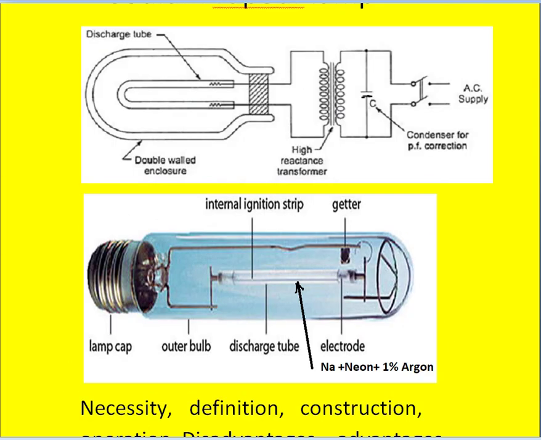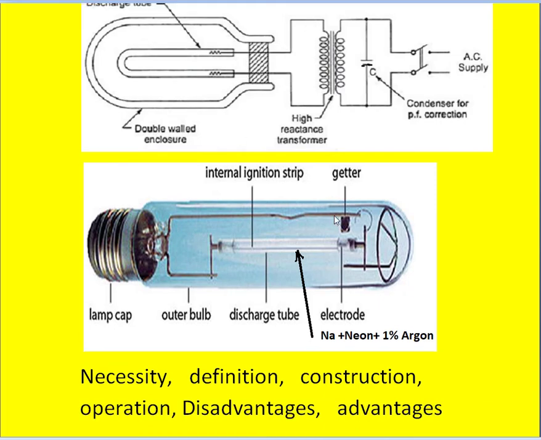When it comes to the operation, when single phase supply is connected to the primary of the transformer like this, there is a secondary voltage available here. That voltage is around 450 volts under open circuit conditions. So that secondary is connected to the electrodes of the lamp like this. Once the electrodes are connected to the voltage, here we find argon gas. That argon gas has a special quality that it ionizes at lower voltage.